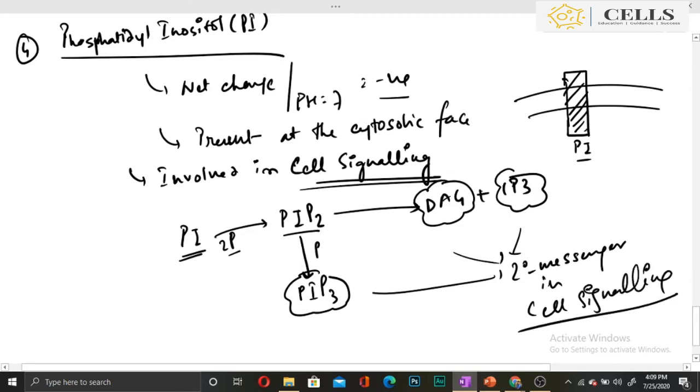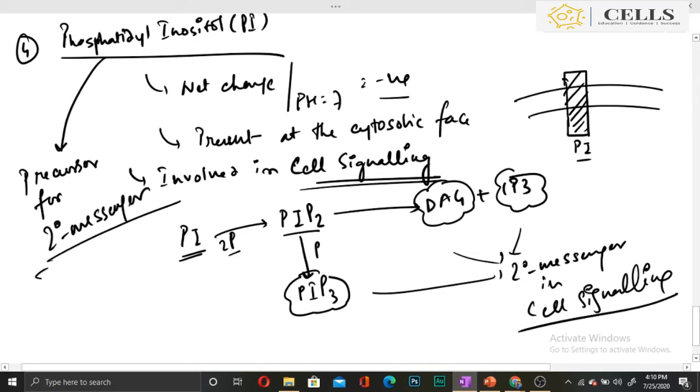What are their functions? Obviously they are involved in the calcium pathway. DAG is a different pathway, PIP has a different pathway. All these things are fine, but PIP3, DAG, IP3, these are all secondary messengers. So we can say phosphatidyl inositol is a precursor for secondary messenger.